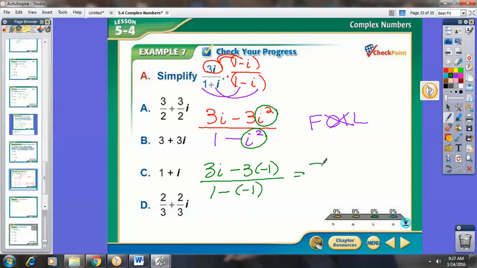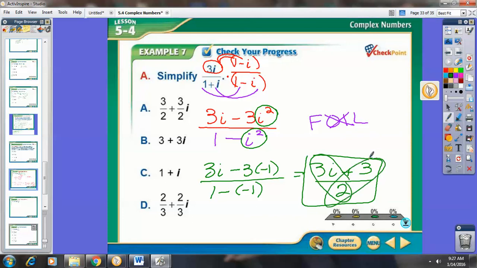Go ahead and simplify. We have 3i plus 3 divided by 2. Which of these answers is the same as mine? A is. In answer A, they've just broken apart the fraction. They have 3i divided by 2 plus 3 divided by 2. And they've actually flip-flopped those around, which is fine. It's the same thing. It's just formatted differently.